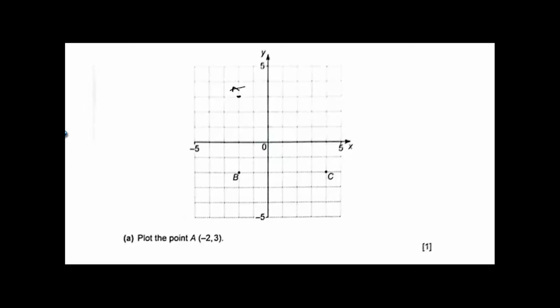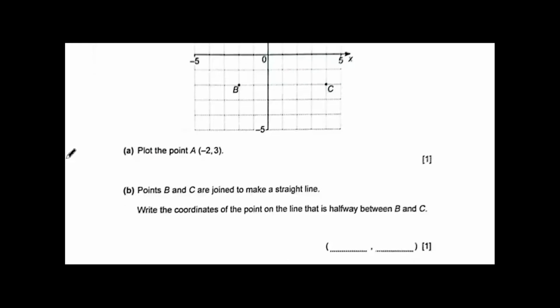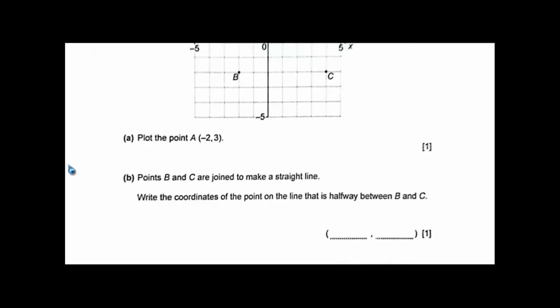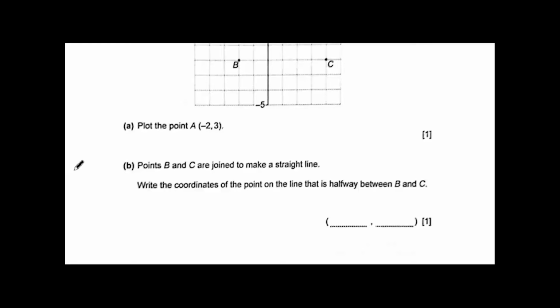So for the B part of it, let's scroll down. Points B and C are joined to make a straight line. Write the coordinate of the point on the line that is halfway between B and C. So we need to get the middle of B and C, and we'll write the coordinate. So let's count from B to C. You have 1, 2, 3, 4, 5, 6. So let's count 3. 1, 2, 3. So this is the halfway. This is the middle. If you count from C, it should be 3. 1, 2, 3.